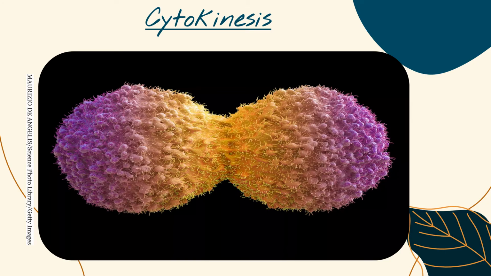So finally we come to the last phase or stage in mitosis, that is cytokinesis. Cytokinesis is the division of the cell cytoplasm. It begins prior to the end of mitosis in anaphase and completes shortly after telophase. At the end of cytokinesis, two genetically identical daughter cells are produced. These are diploid cells, with each cell containing a full complement of chromosomes. So that is about the phases and the process of mitosis.